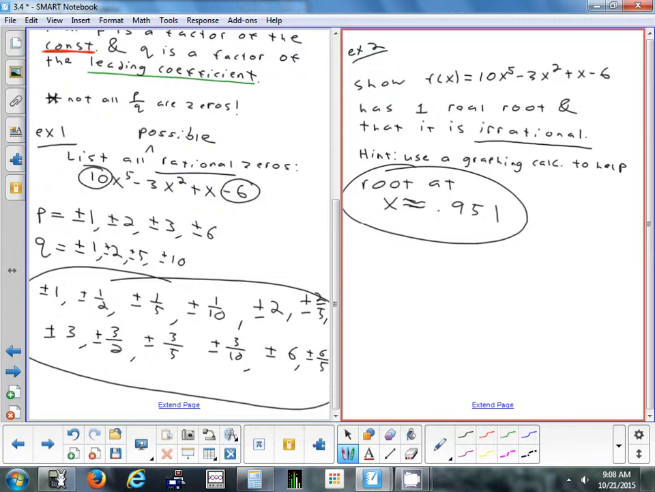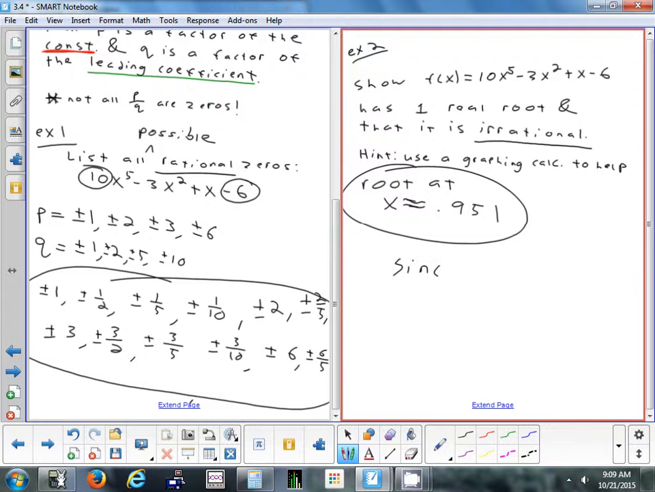Think about what we just did. Yep, it's not in that list. Right? You've got numbers like 1, 0.5, 0.2, 0.1, 0.4, 1.5, 0.3, I could keep going through them. 0.951 is not any of these fractions. Okay? These are all the rational roots. If there's one in this problem, it has to be one of these numbers. We got a number that's not in the list of rationals, so it has to be irrational.